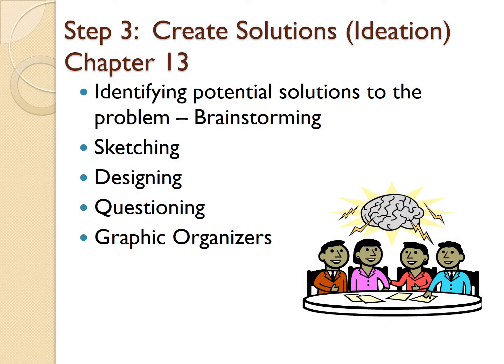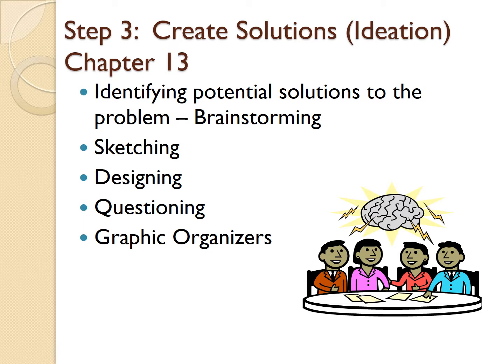All right, and step number 3 of the engineering design process is creating solutions. Creating solutions, we also call this ideation. This is in chapter 13 of our text. We're starting to identify potential solutions to the original problem that we've identified. We also like to call this brainstorming. So again, with brainstorming, we're thinking about different ways that we can solve the problem.